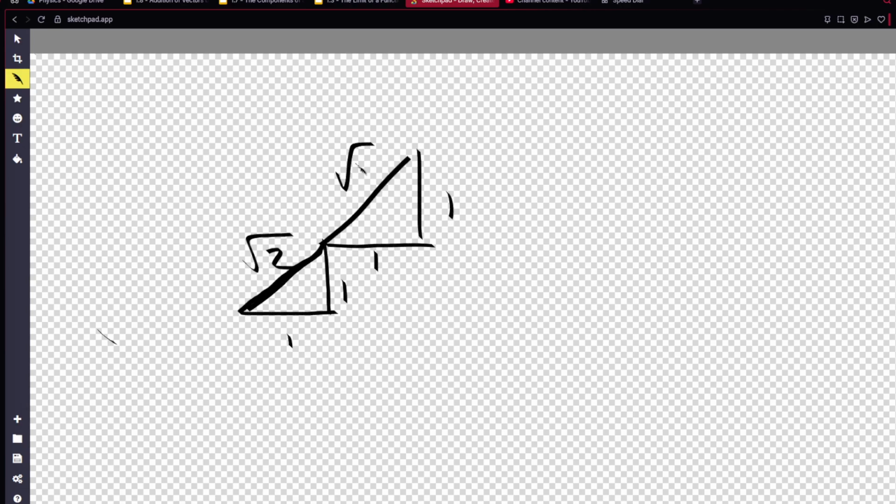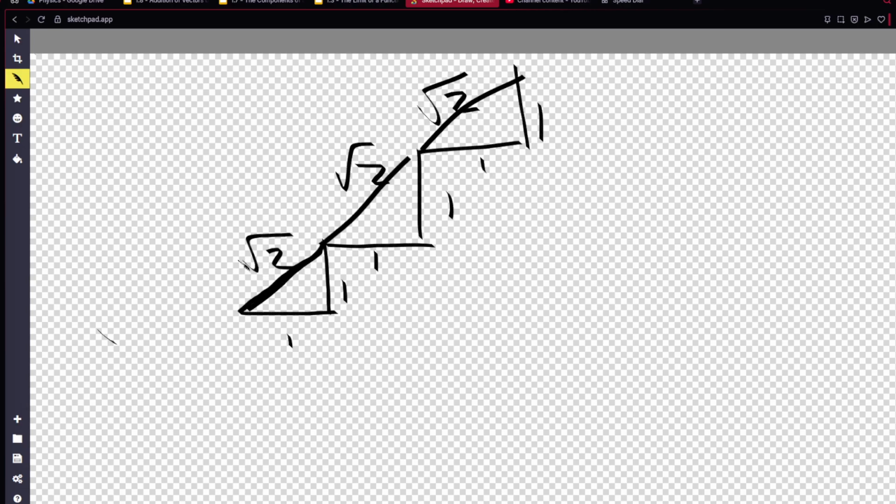So let's simplify this even further. I'm going to make it super small, that way it's a little simpler. 1, square root 2. As we scale this up and we multiply it by 1, square root 2.